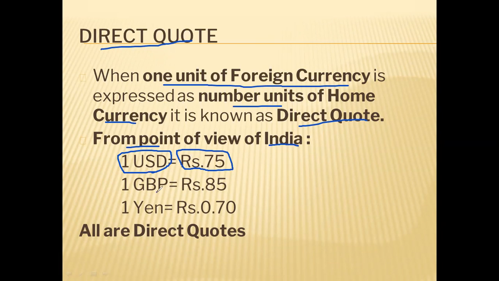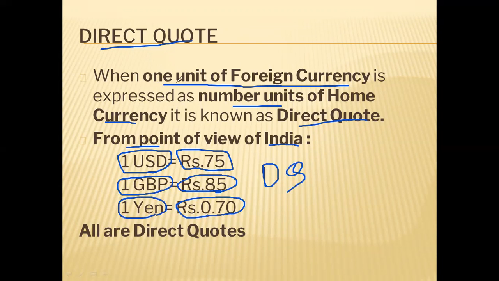So from the point of view of India, other than rupees all are foreign currency. So if on the left hand side foreign currency is given and on the right hand side Indian currency is given, logically you can understand this quote is known as a direct quote. In examination, questions may come where they give the equations and ask whether this is a direct quote or indirect quote. The technical definition says that 1 unit of foreign currency is expressed in terms of a number of units of home currency, it is known as a direct quote. But logically, you can understand by the left hand side and right hand side.